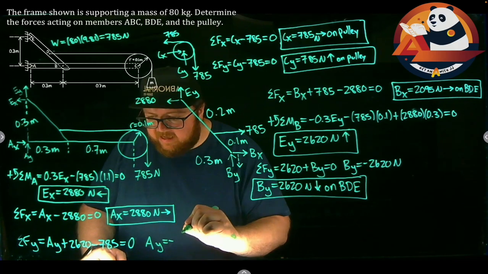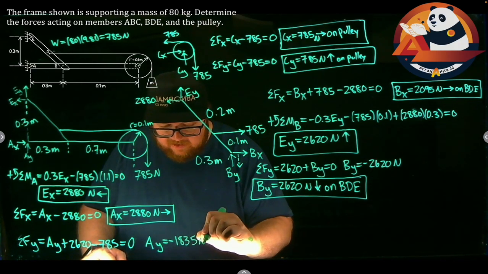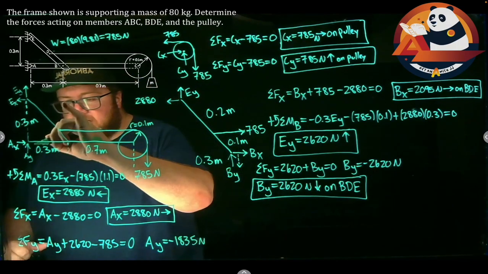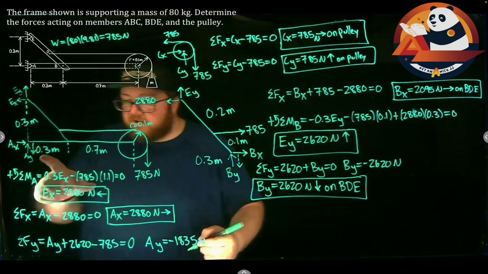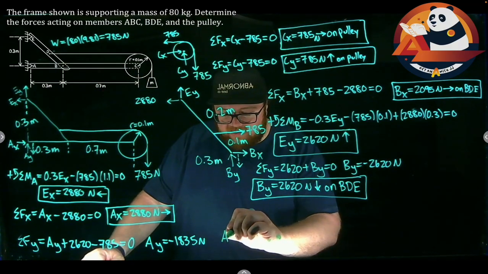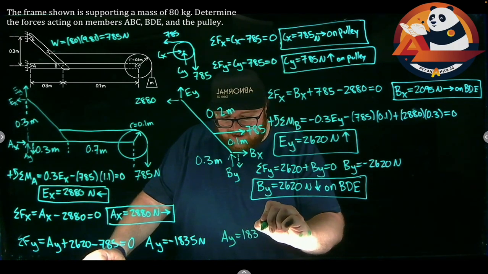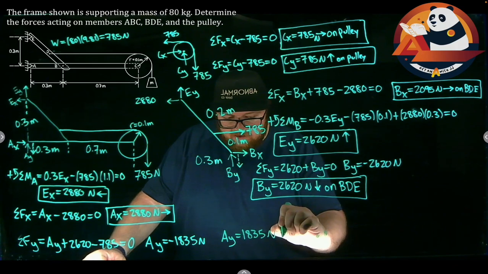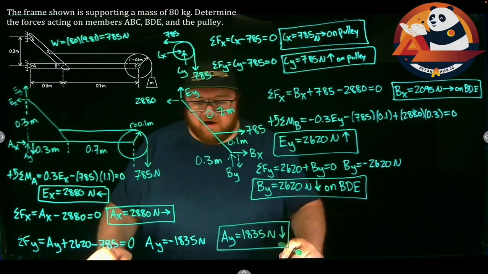If I solve for AY, I get a negative here as well. AY is negative 1835 newtons. That negative means I guessed wrong way back at one of the very first things I did in this problem. That's okay. It's really going down. We now recognize that. Let's report as a positive going down. AY is a positive 1835 newtons going straight down. And that'd be our final answer for our problem.